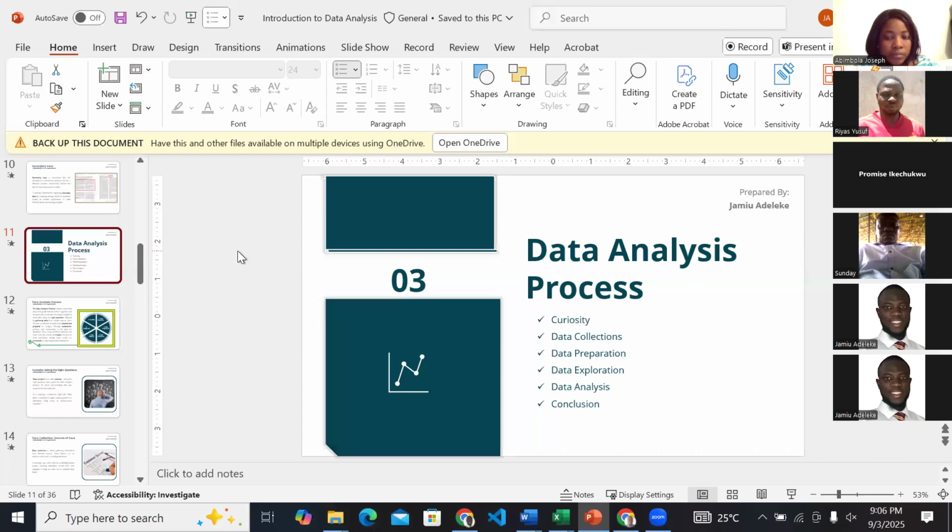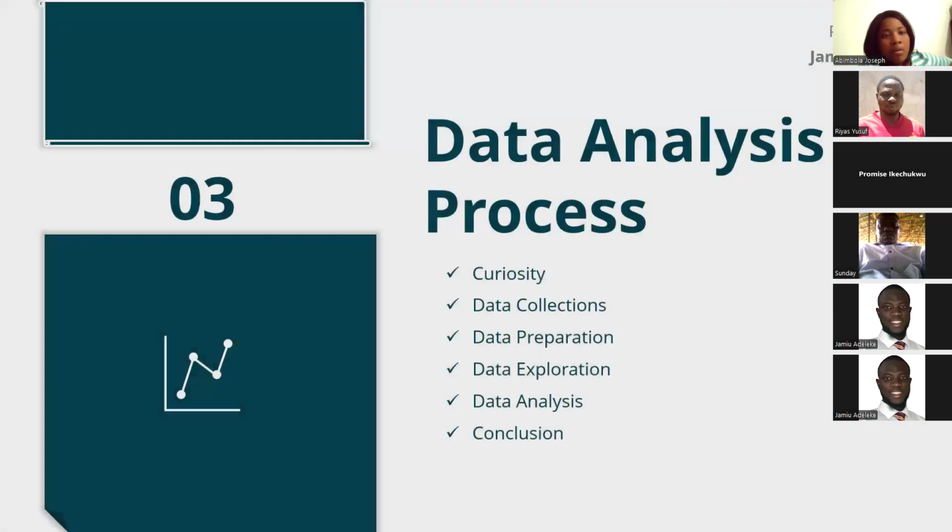All right, so today, because we have a lot of things to cover, let's just get into it. Yesterday, we talked about the theoretical aspect of data analysis, where we covered sections like the data analysis process. I mentioned the 6 steps of data analysis, from your curiosity to data collection, data preparation, exploration, analysis, and then you end it with the conclusion, which also includes presentation and interpretation.